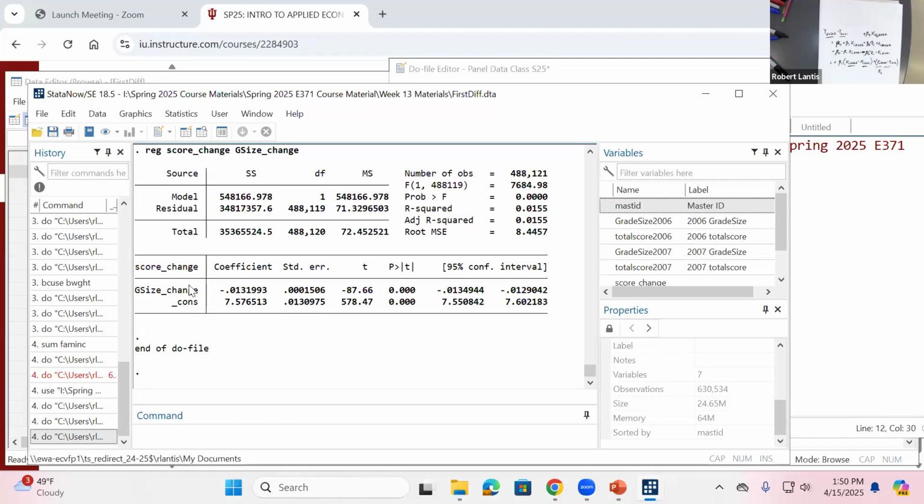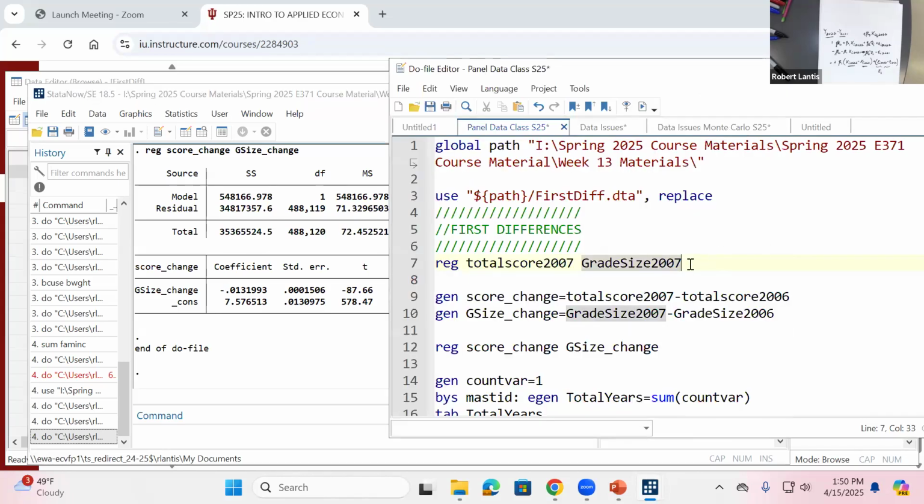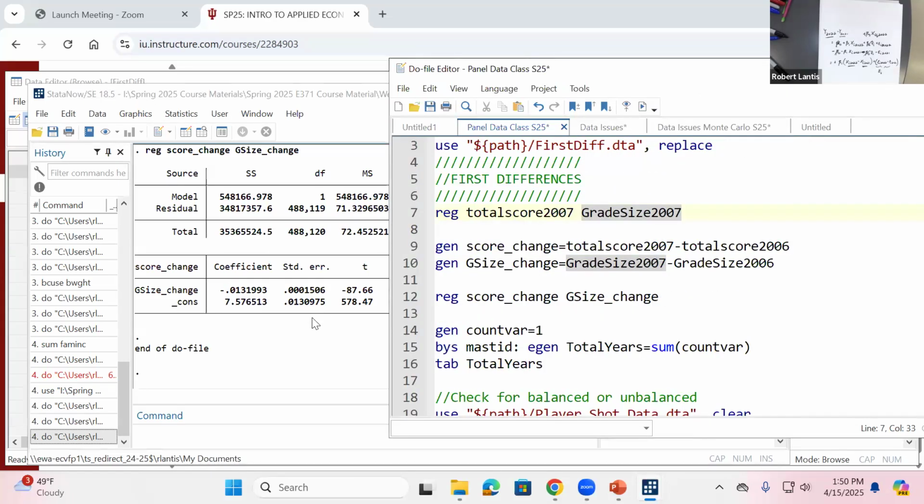Why is this estimate more reliable? Because it controls for all those time invariant factors. Even though I don't have the actual data on them, by using the first difference, we said it controlled for all of those omitted variables that were time invariant. So we know that we're eliminating a lot of omitted variable bias here. So if we have multiple time periods, we should try to use this first difference approach. Right?